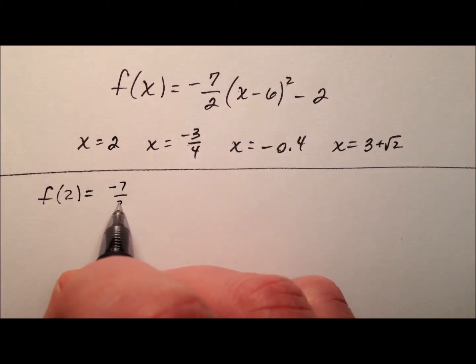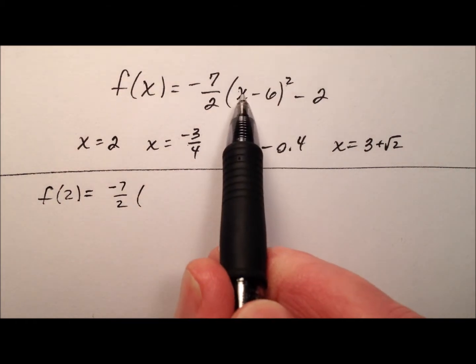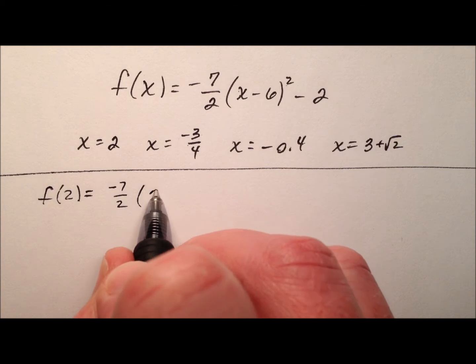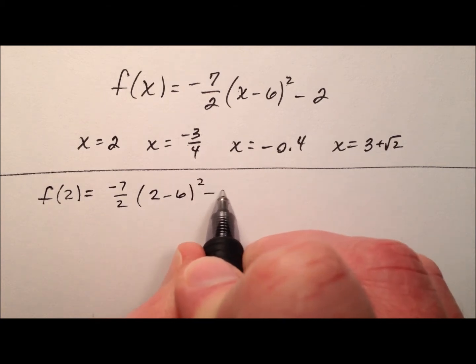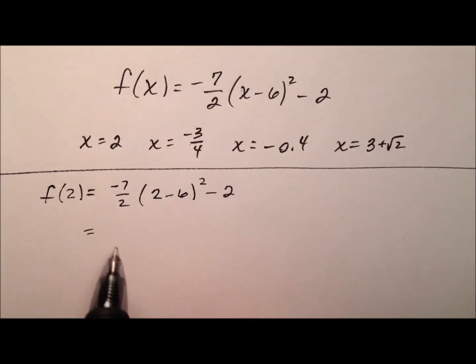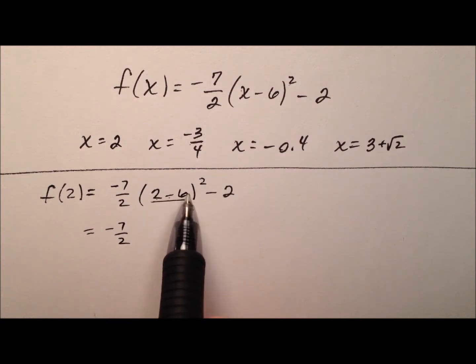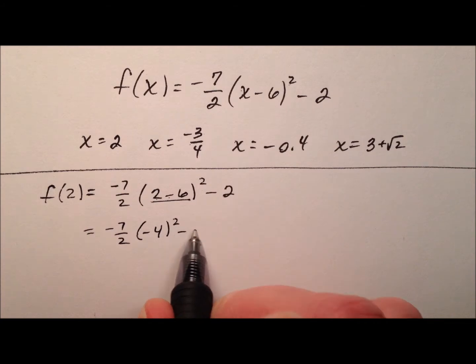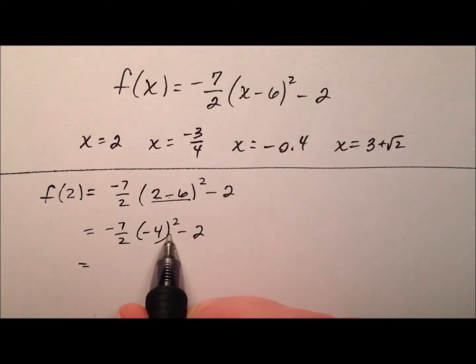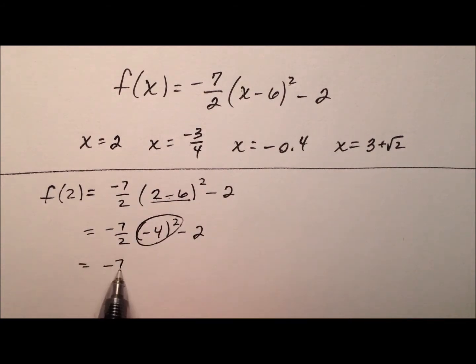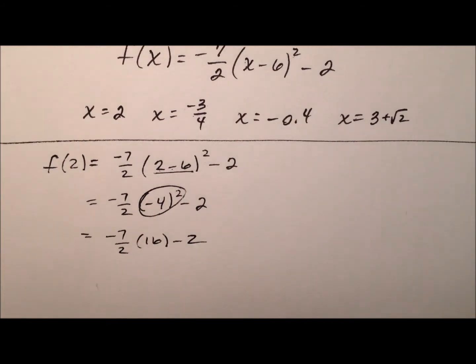And so negative 7 halves times, we have 2, which is our x, so 2 minus 6. We're going to square that and subtract 2. And so 2 minus 6 will be negative 4. And negative 4 squared then is positive 16. So we can say 16 and then minus 2.